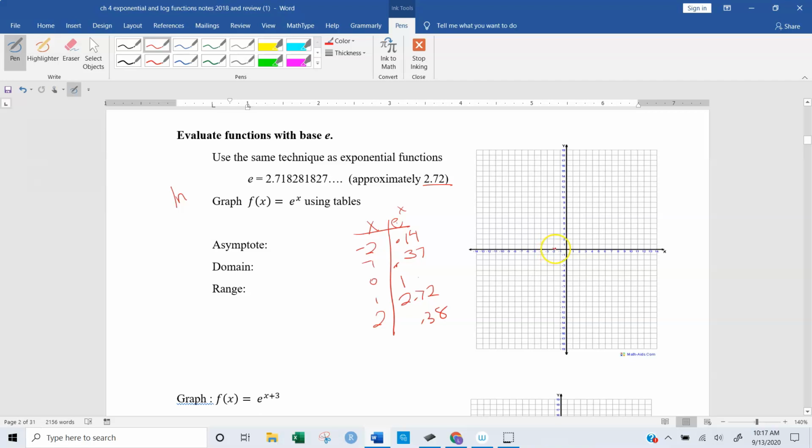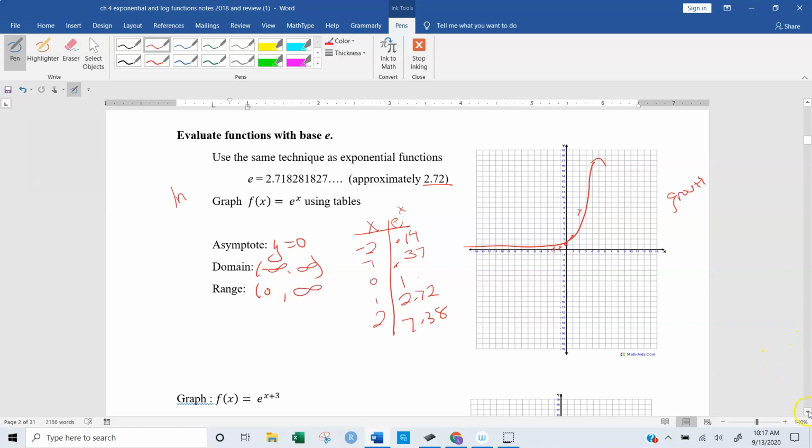-2, almost on the 0. -1, a little over a third. 1, 2.72, and, whoa, my 7 disappeared. Weird. And 7.38. Okay, graph it in. As you can see, e is a growth graph. And our asymptote is still y equals 0. Our domain, x can be anything. And our range starts at 0 to infinity.